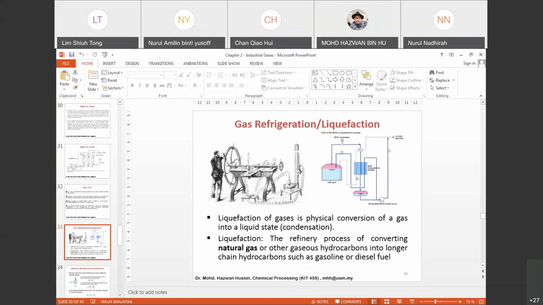The last part of chapter 2 is basically on liquefaction or gas refrigeration. I think all the while we have looked into some processes which compress the gas and then convert it into liquid gas. And I believe it is important for you guys to understand the principle of liquefaction.